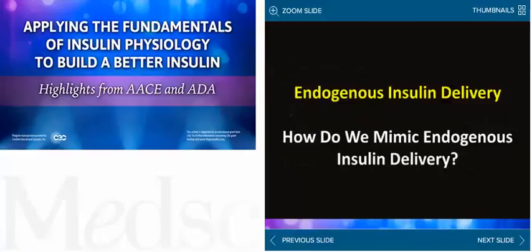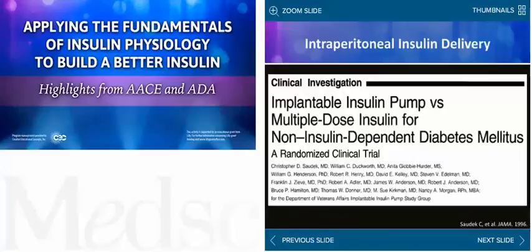The question arises, can we mimic this endogenous insulin delivery by our current delivery systems? I think the first study that really demonstrated that we could do this was the VA cooperative insulin pump study. This was the implantable insulin pump study versus multiple dose insulin for patients with type 2 diabetes and was published nearly 20 years ago in JAMA in 1996.